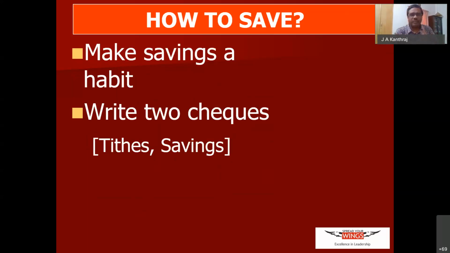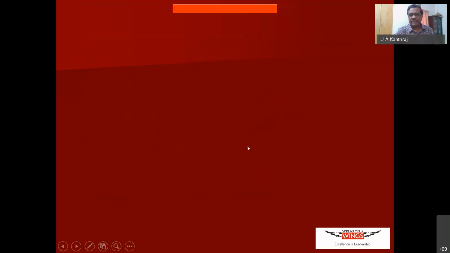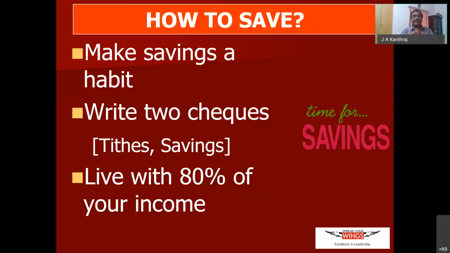Anyway, you have to write 2 checks immediately, tithes and savings. Live with 80% of your income. 10% goes to the tithes, savings 10%. 20% should be set aside from the salary.